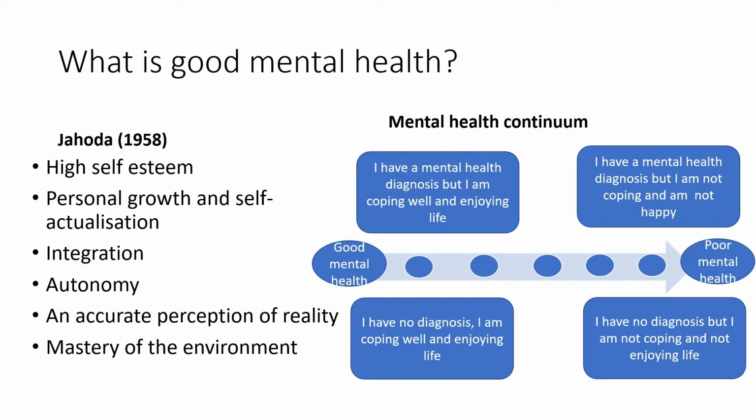The first one is an idea from Marie Jahoda. This is one that she put forward in 1958, so it's quite an old theory, and it's that to have good mental health we need to have all of these areas in our life ticked and sorted. So this is an idea that if we haven't got any of these, then we are going to have poor mental health. So for example, we need to have high self-esteem.